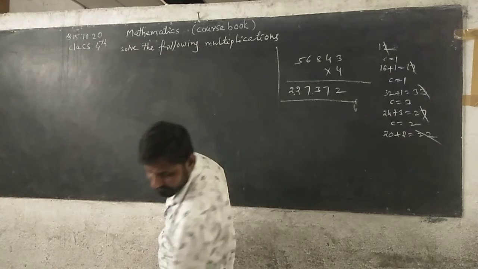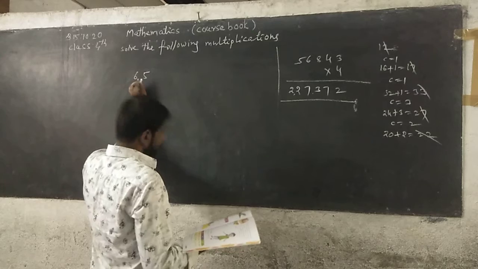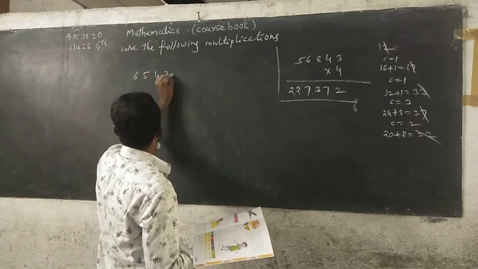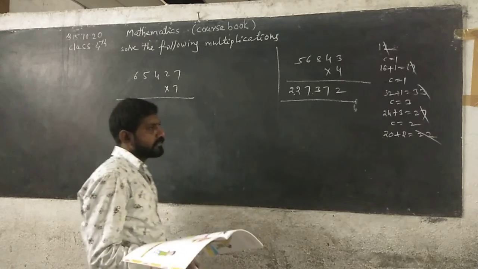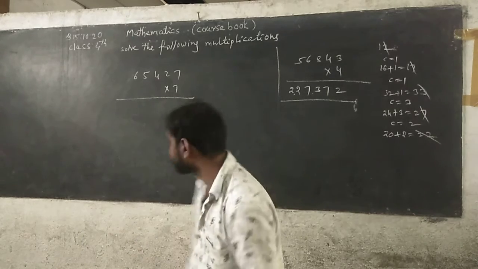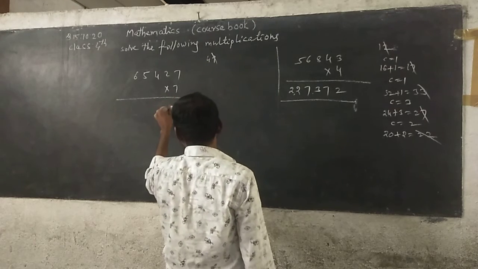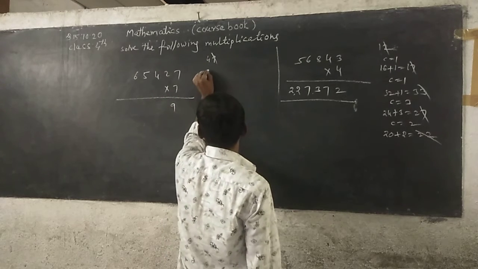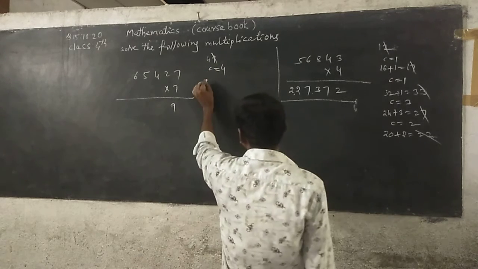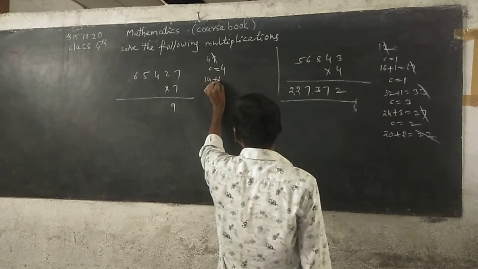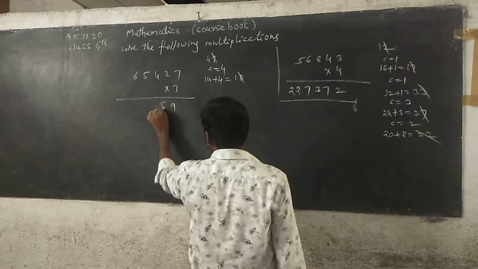Now next, 65,427 into 7. First multiply the digits, 7 with 7. 7 7s are 49. In it, 9 you take and write down under the ones column of the product. So here 9, carry over 4. Next, 7 2s are 14. 4 is added to 14. 14 plus 4 you get 18. In it, 8 you take and write down.